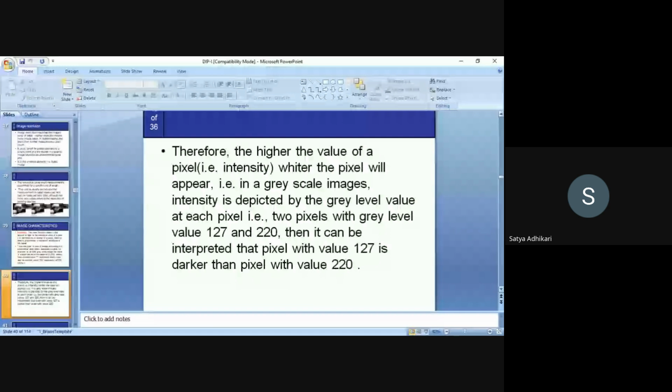The 2 pixels with gray level values 127 and 220: obviously 127 is darker than the pixel value 220, because 220 is closer to 255 and 127 is closer to 0. So 127, which is the lesser value, is darker than 220, which is closer to 255. As I discussed, if two pixel values are given, the lesser value is darker and the greater value is brighter.